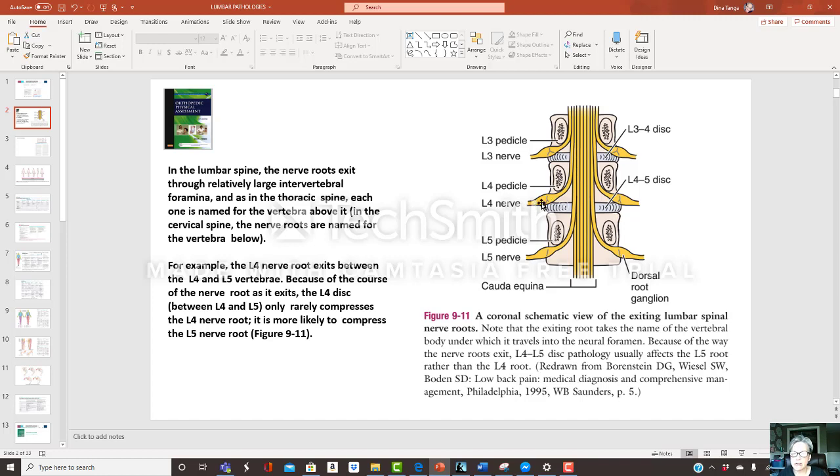So compression at L3-L4 is going to compress the L4 nerve. Compression at L4-L5 is going to compress the L5 nerve. Okay? L4-L5 disc pathology usually affects the L5 nerve root rather than the L4 root. Okay.